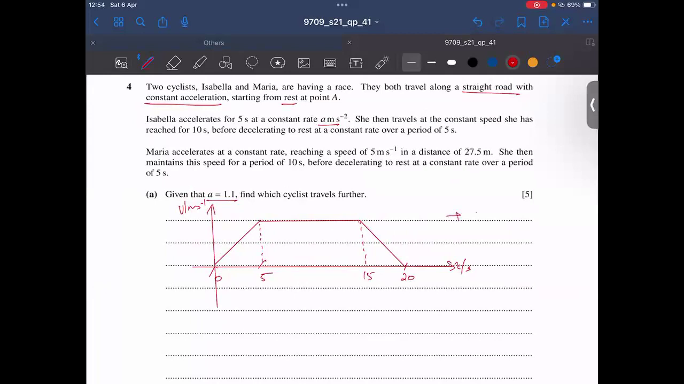So I'm going to use V equals U plus at. V is equal to, U is 0, so 1.1 times 5. Or you may just calculate the gradient as well. So 1.1 into 5 is 5.5 meters per second. This is 5.5. Now, Amna, can you calculate for me the distance by calculating the area of the region under the graph?